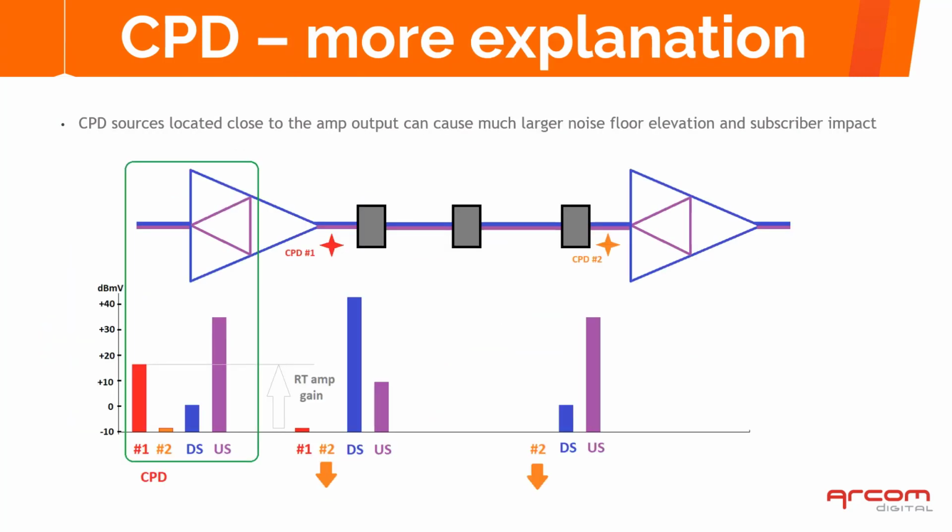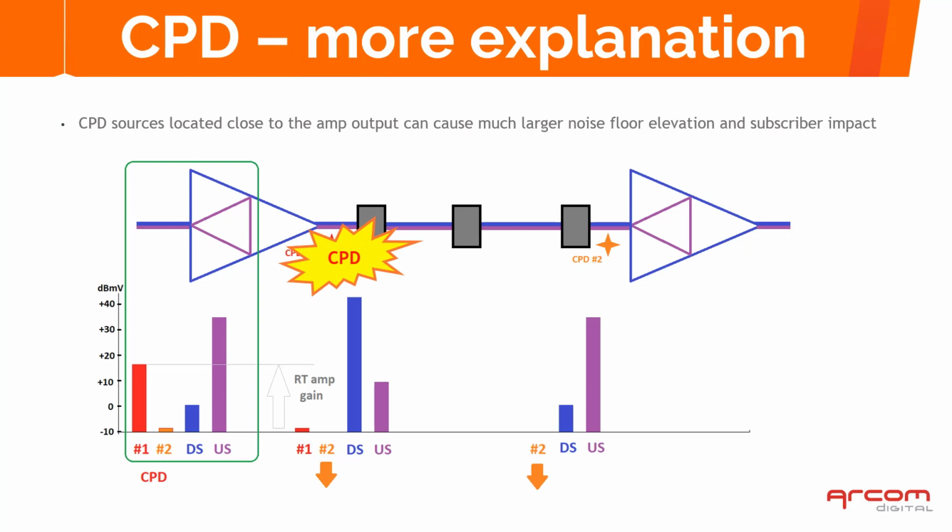This graphic illustrates the relation between the CPD signal level and the CPD source location in between two actives. So here is a little explanation of what you see. The upstream signal level measured here is this bar. Downstream measured here at the input of the amplifier is this. Received CPD level is here. Downstream at this location, upstream here, downstream here at the CPD source, and upstream level here. So what is happening when a CPD source is located right after the amplifier?